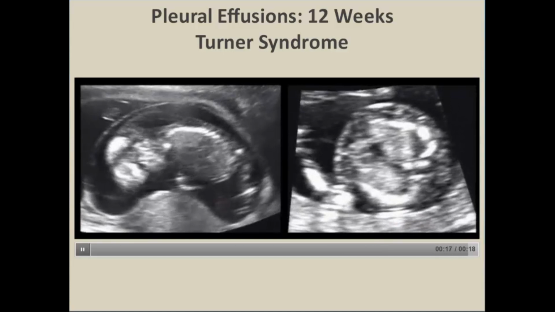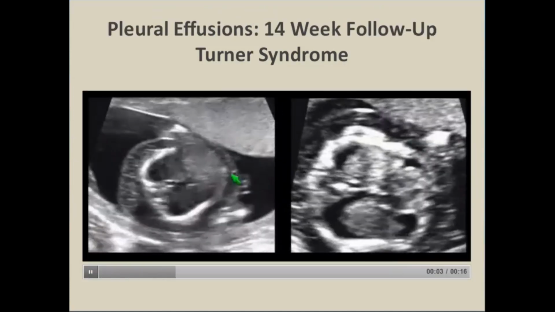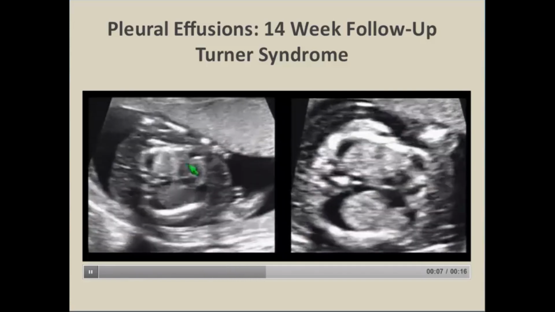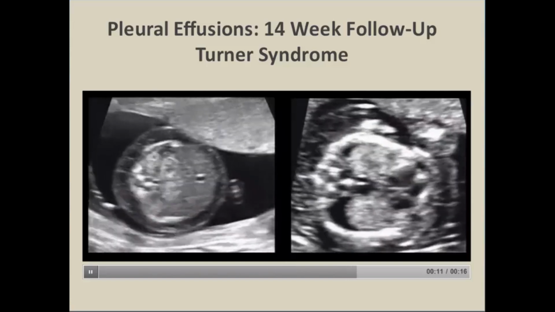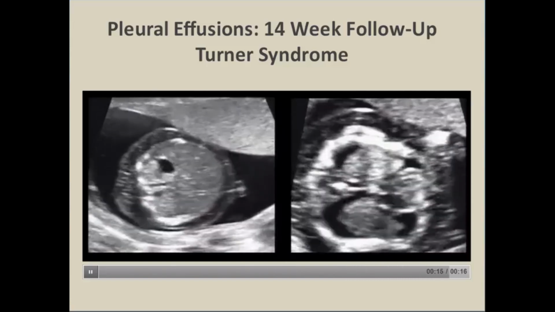She came back 2 weeks later. Now we can see that we still have that cystic hygroma extending all the way down the trunk into the abdomen. We still have bilateral pleural effusions. Of course, they're easier to see at 14 weeks because as the fetus grows, these findings are easier to identify.